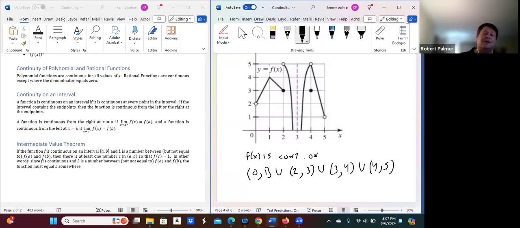Use parentheses there. So if the endpoint value is defined and the function limits to that from within where the function exists, like in this case from the left, then we can include the endpoint. If not, we don't. That's the idea of continuity on an interval.